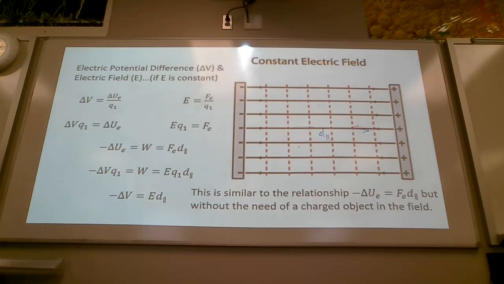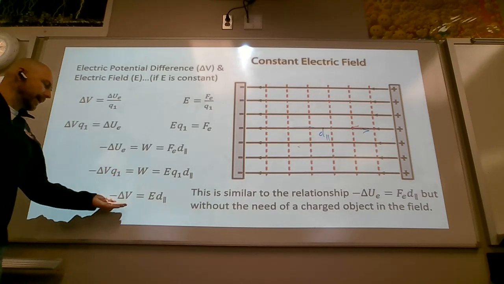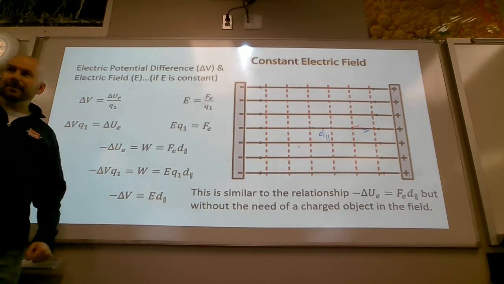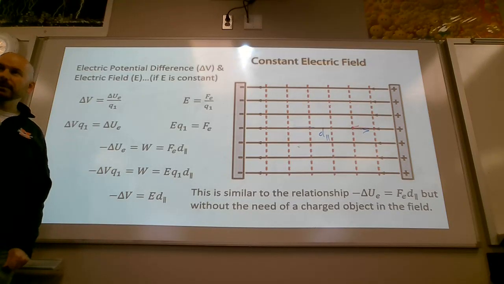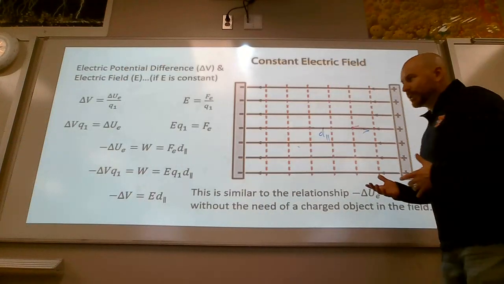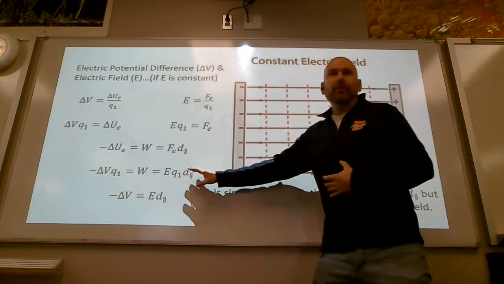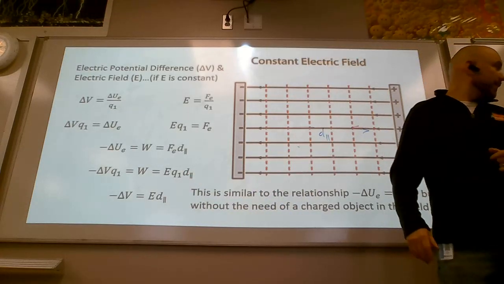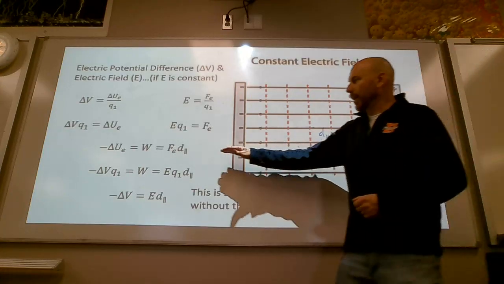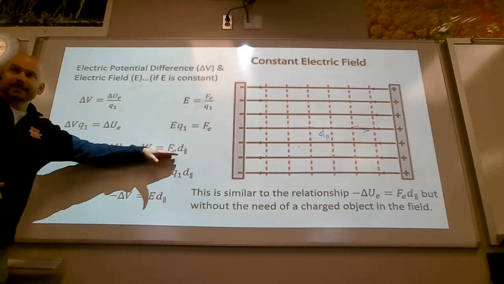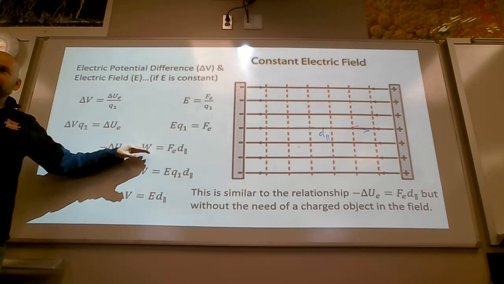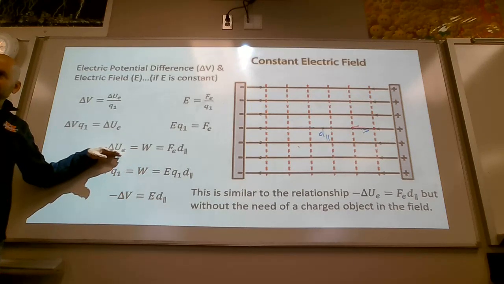The negative change in electric potential difference is equal to the electric field times the distance. When I was in your shoes, that was hard for me to digest. This was easier for me to digest. I could wrap my mind around this more easily: force times distance equals work, and work is equal to the negative change of potential energy.